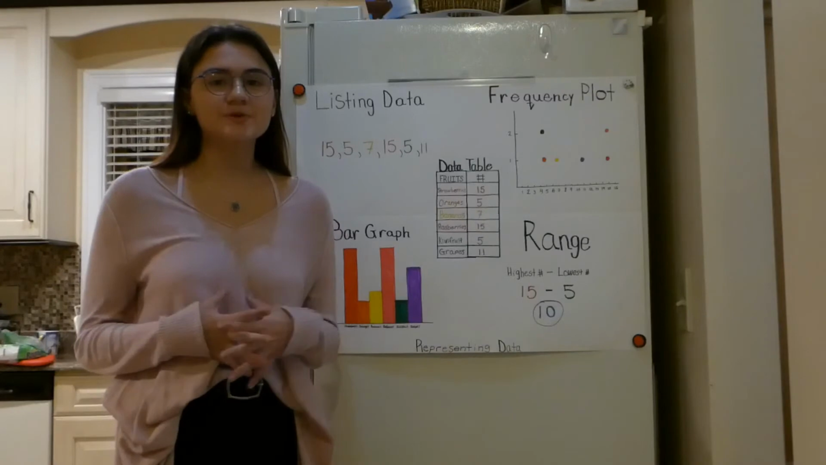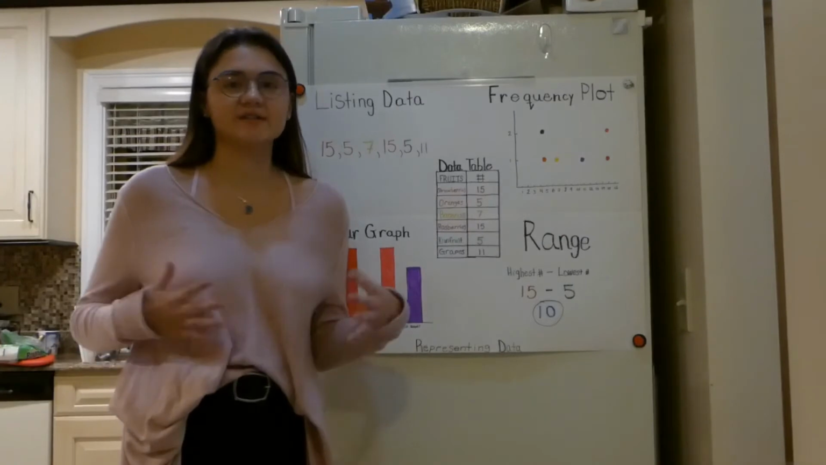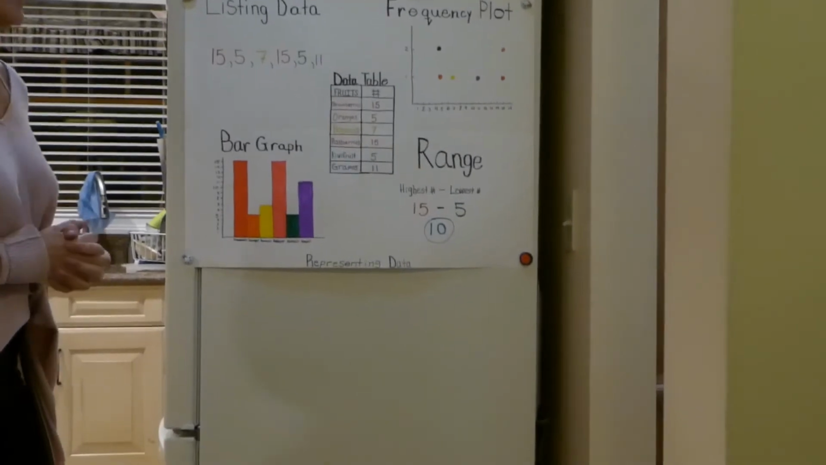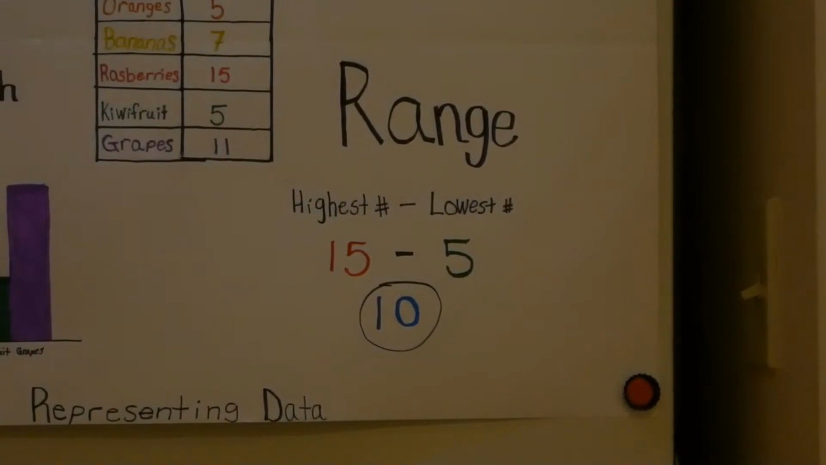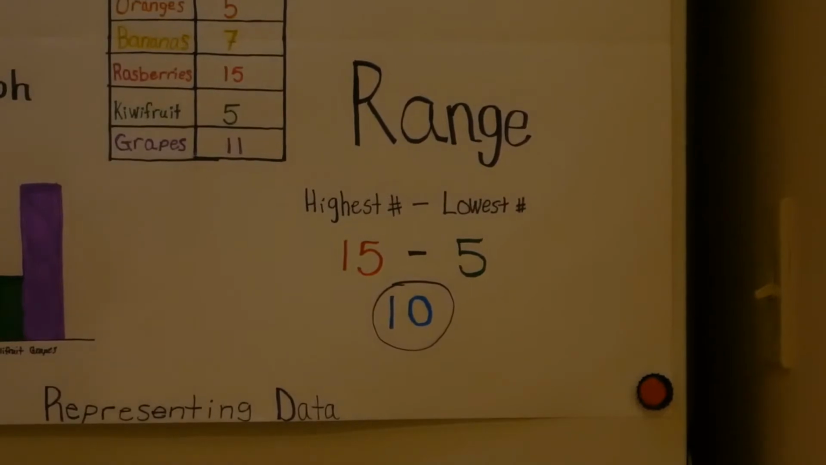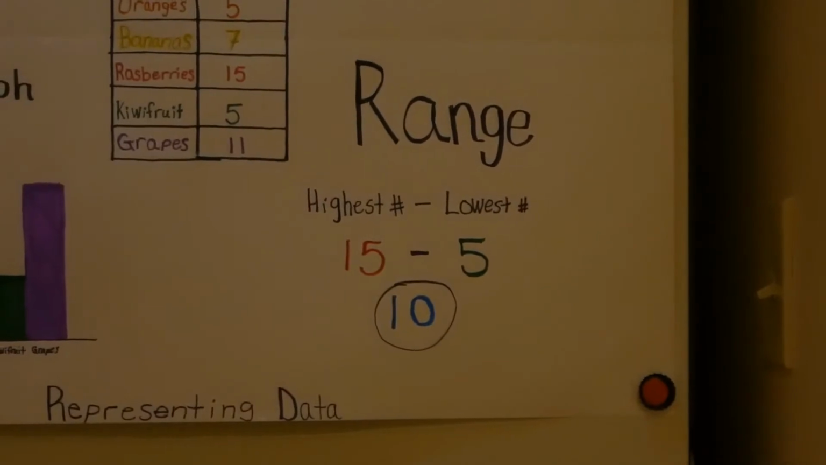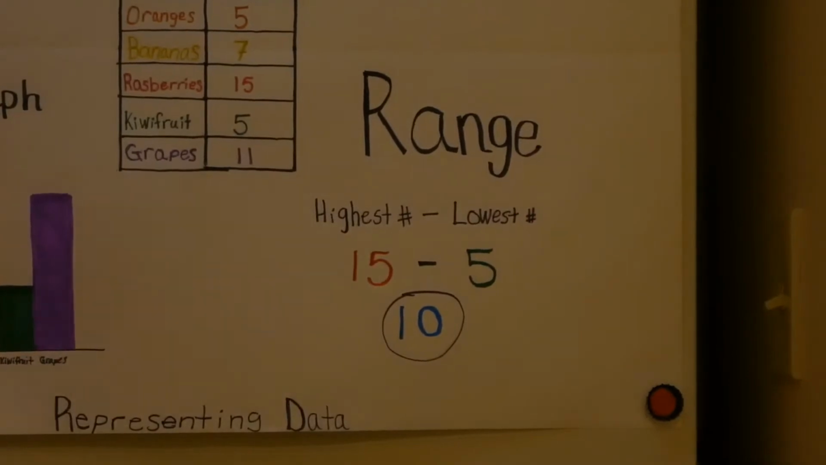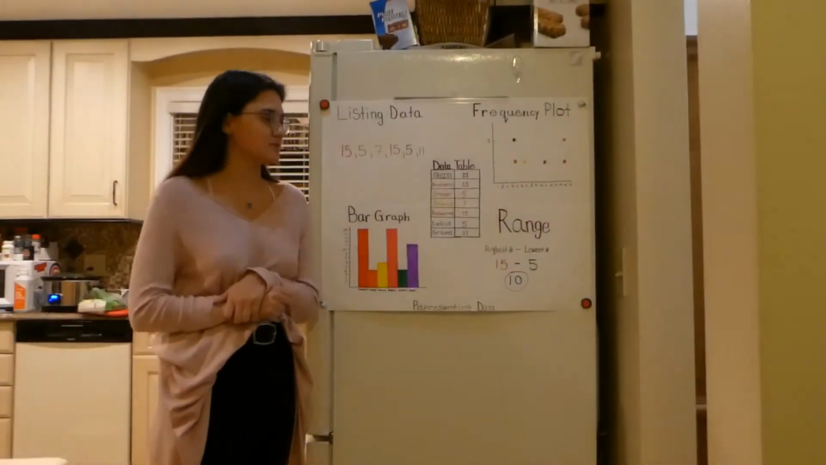But once you have represented your data in some kind of way, an important thing we have to do is find its range. And in order to find a data's range is to identify the highest number and the lowest number of your data. So for our data, our highest number is 15 and our lowest number is 5. So we have to subtract 5 from 15. Some simple math. So our answer is 10. So our range is 10. It's very simple to find the range, as you can see.